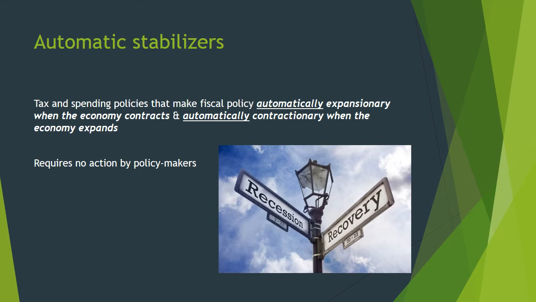Automatic stabilizers. Now we're talking about things that kick in automatically: tax and spending policies that make fiscal policy automatically expansionary when the economy contracts and automatically contractionary when the economy expands. I swear this isn't supposed to be a riddle, okay? No action by policymakers. So this means the president and Congress do nothing. But as a result of what we've already set up, things like unemployment benefits, things like Medicaid, we're going to have automatically expansionary policy during a contraction and vice versa.